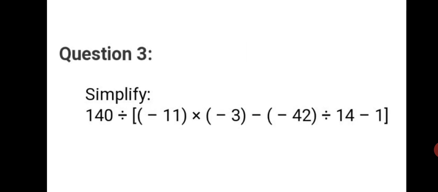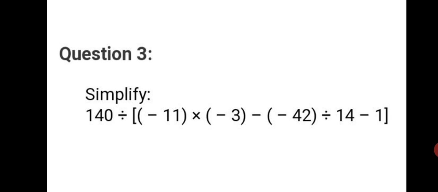Simplify. 140 divided by, now the outer bracket is there and inside, the innermost bracket is minus 11 into minus 3, minus minus 42 divided by 14 minus 1.